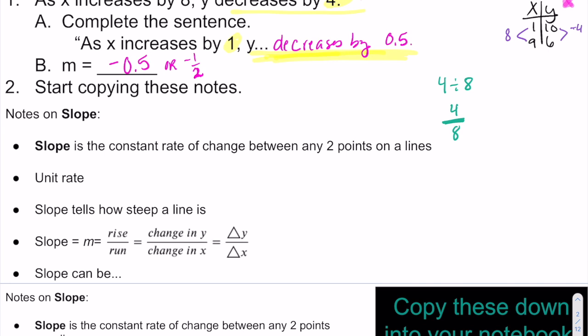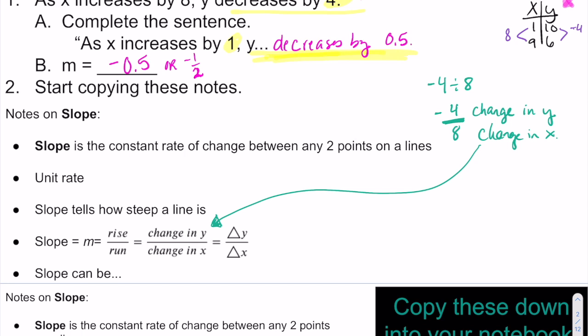If we go back to that original sentence to see what that 4 was, well, y decreased by 4. So I'm just going to add a negative sign for that decrease part. And that was how much y changed. So this negative 4 was our change in y. And as x increases by 8, that 8 is our change in x. It's how much x changed. And that leads us to how we're going to find slope today.